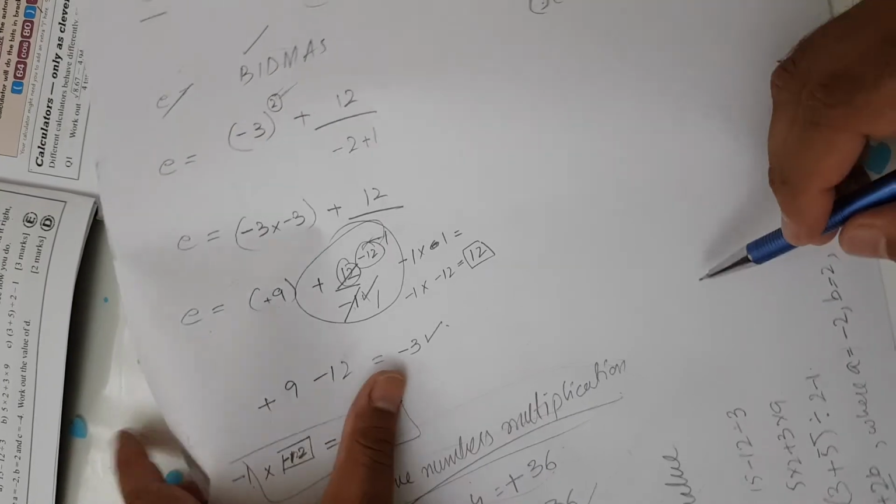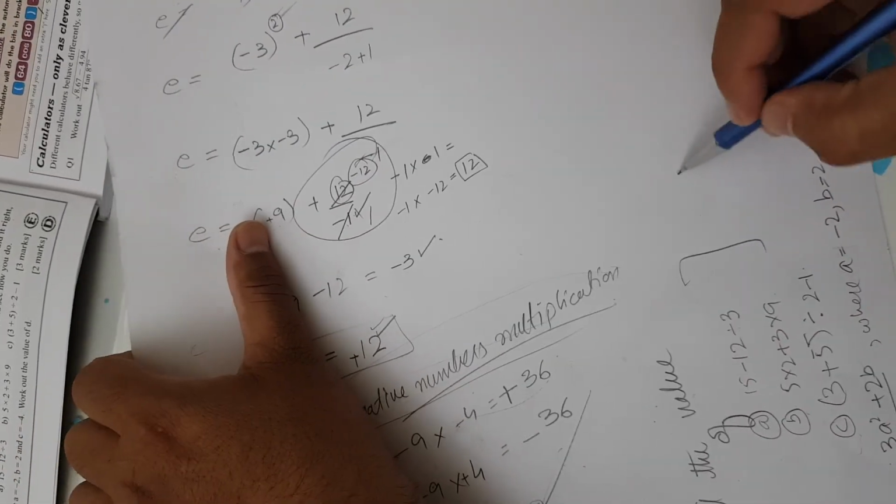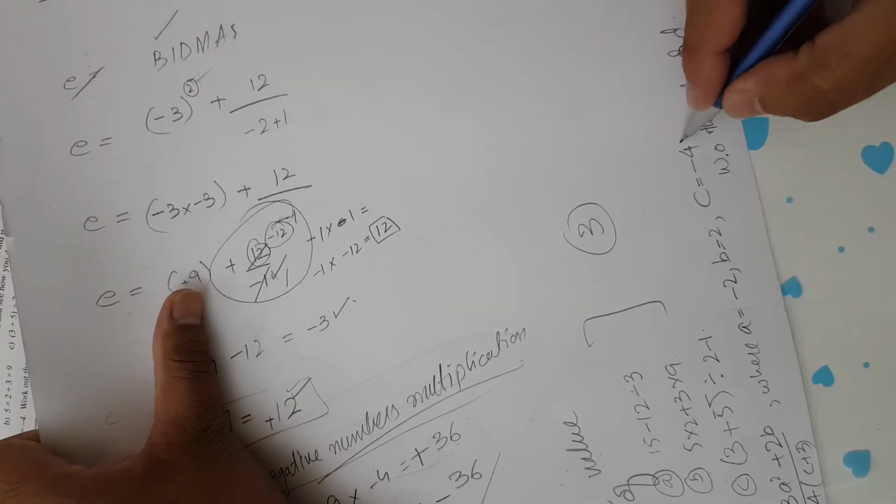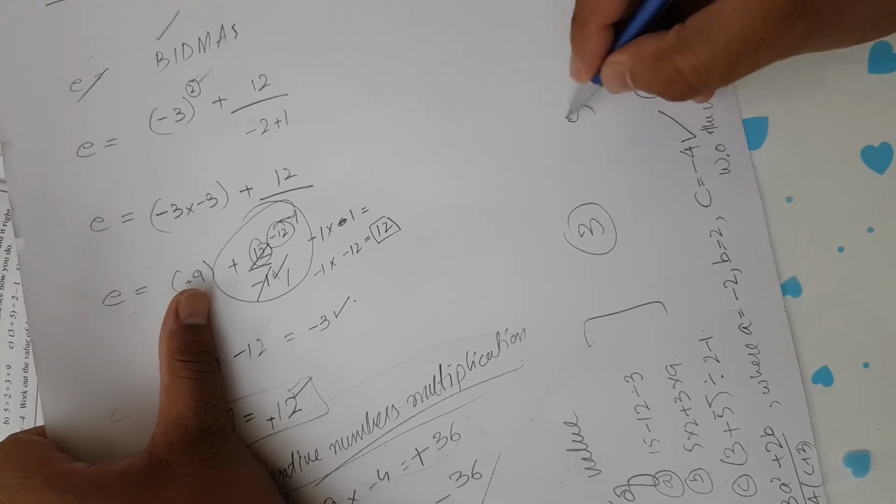Alright, if you get all these 3 questions correct, then give yourself 3 marks. If you get this question correct, give yourself 2 marks. The total is 5 marks.